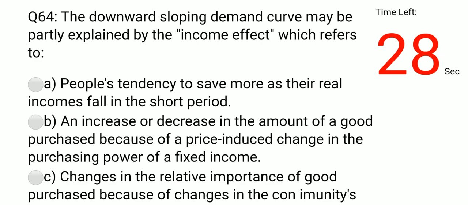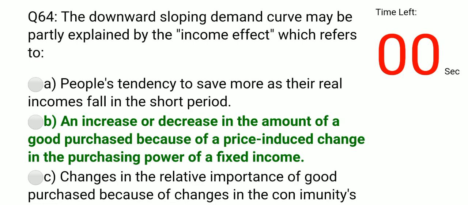Question 64. The downward sloping demand curve may be partly explained by the income effect, which refers to. Options. A. People's tendency to save more as their real incomes fall in the short period. B. An increase or decrease in the amount of a good purchased because of a price-induced change in the purchasing power of a fixed income. C. Changes in the relative importance of good purchased because of changes in the community's tastes resulting from advertising. D. Changes in the distribution of income in a community. Answer. B. An increase or decrease in the amount of a good purchased because of a price-induced change in the purchasing power of a fixed income.